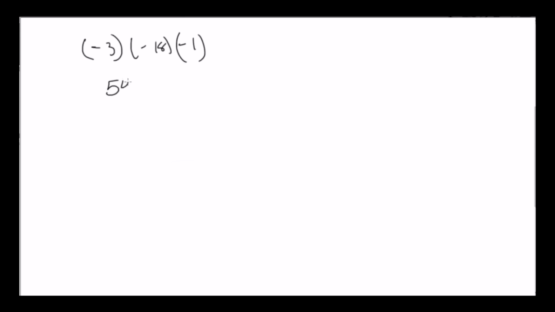18 times 3 is 54. Let's do our signs now. Double negative makes this a positive times -1. Negative times positive is equal to a negative. -1 times 54 gives us -54 as our final answer.